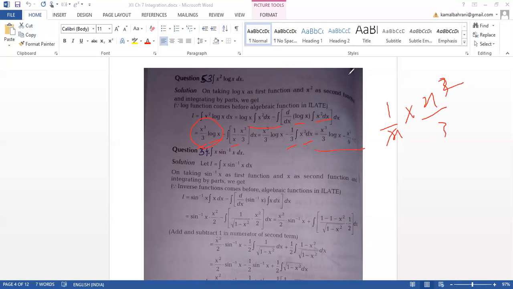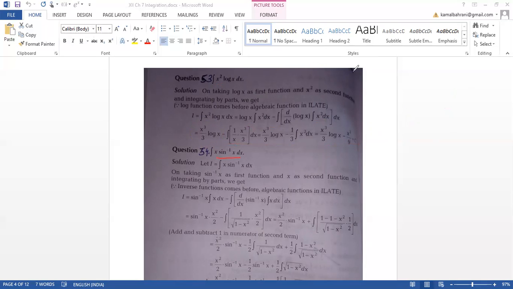Now just see, with integration by parts, it is very easy to solve. Otherwise it would have not been possible to solve this question. Clear? So integration by parts you must have understood. This will be your answer. Plus C will apply.